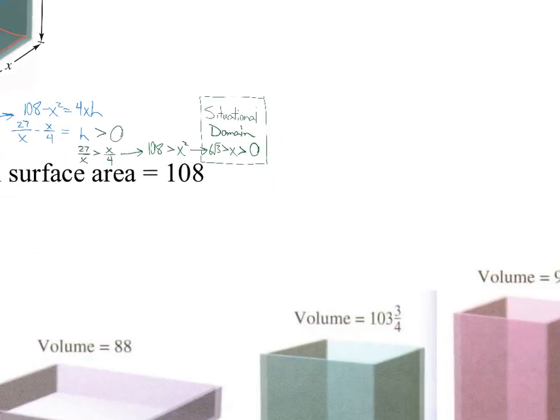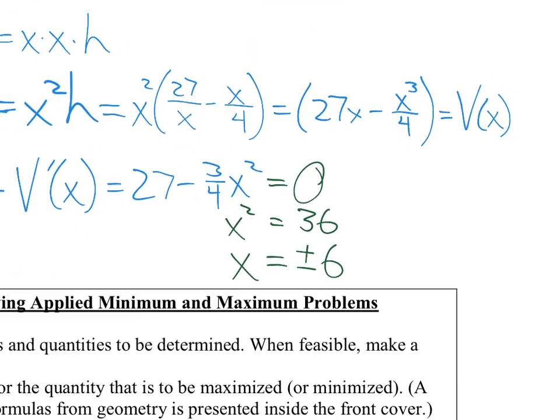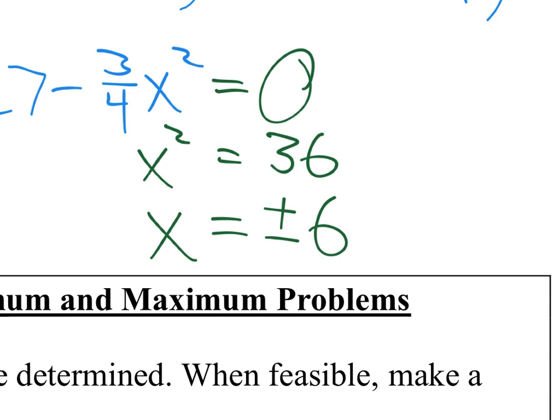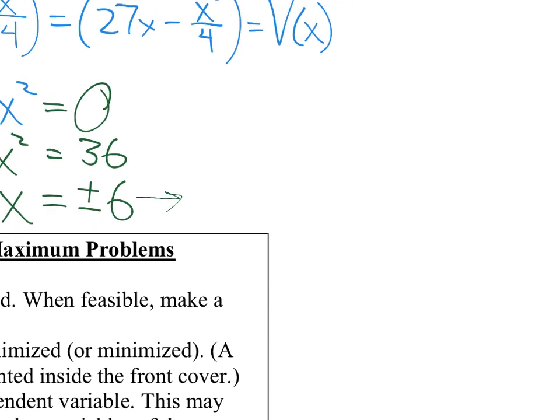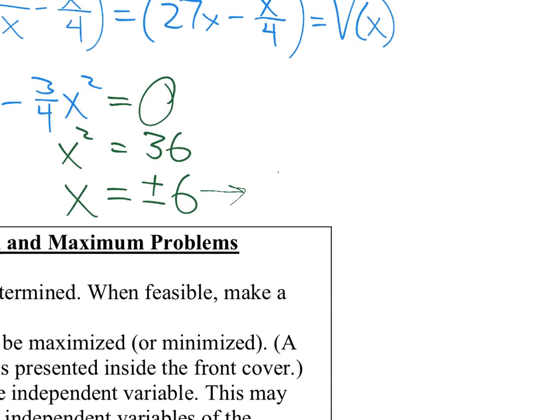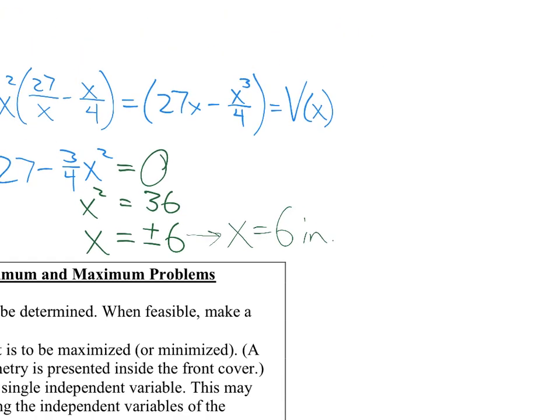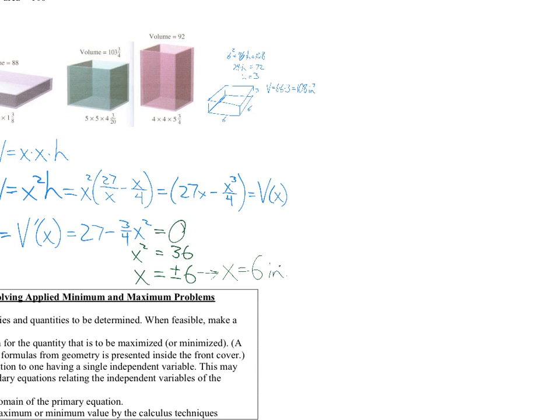Okay? So that's why -6 is not a possibility. So the solution I want is x equals 6 inches. And actually, Paul gave us the best solution. Okay? So we just found our best solution.